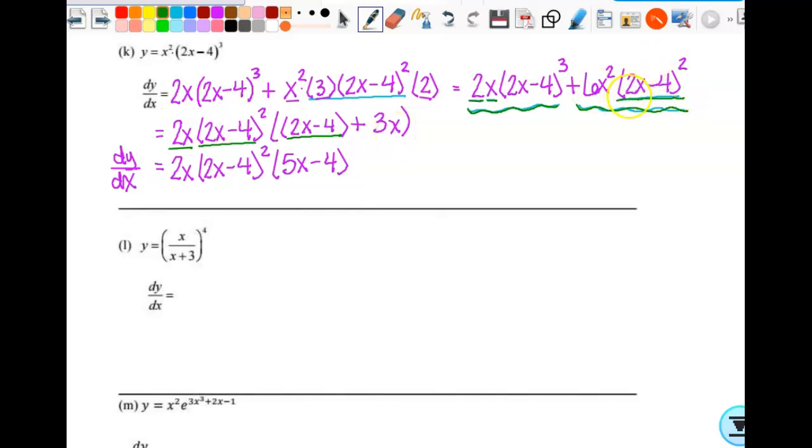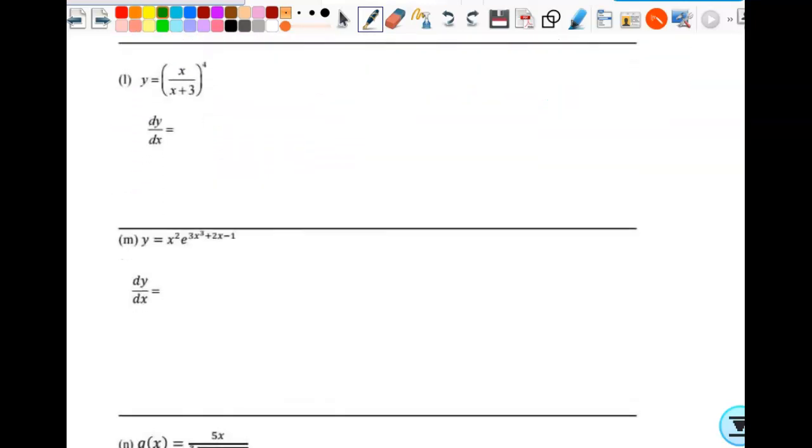And I took all of the 2x minus 4 squared out. So it leaves me with that. And then I just combine like terms here to get there. Okay? So your GCF can be more than one term. That might not be something that you've seen very often, but it happens. You've got to be able to make it make sense. We good? Okay. So let's look at the next one, L.